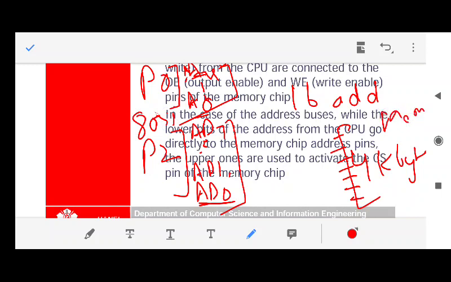The 8 bits of data will be directly connected to the 8 bits of the memory, because it also has 8 bits of data. Byte means it has 8 bits of data. So directly the data lines of 8051 will be connected to the data lines of memory. The 4 kilobytes of memory need how many address lines? 12 address lines. From where will these 12 address lines come? The lower 12 address lines of 8051 will be connected to the address lines of this memory.